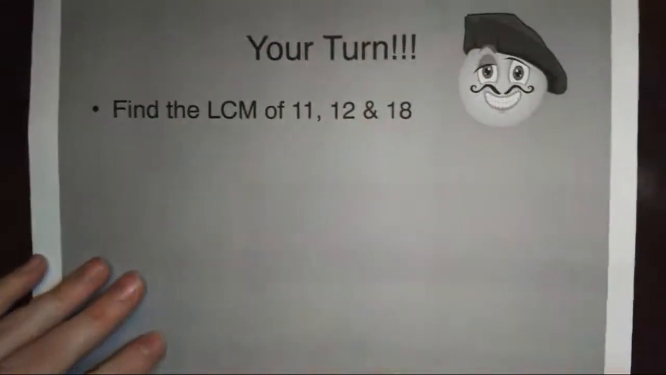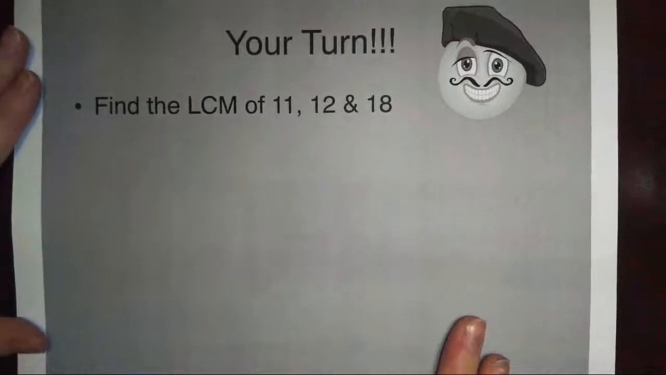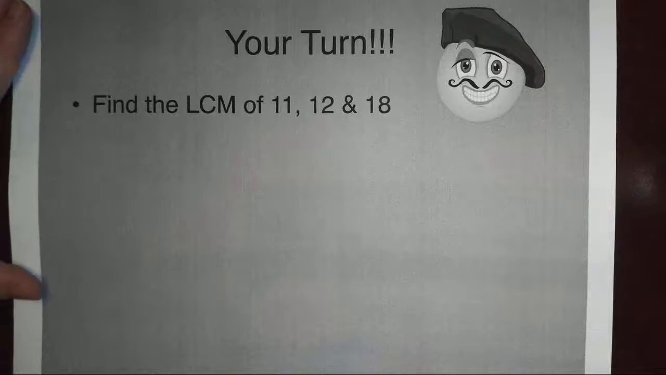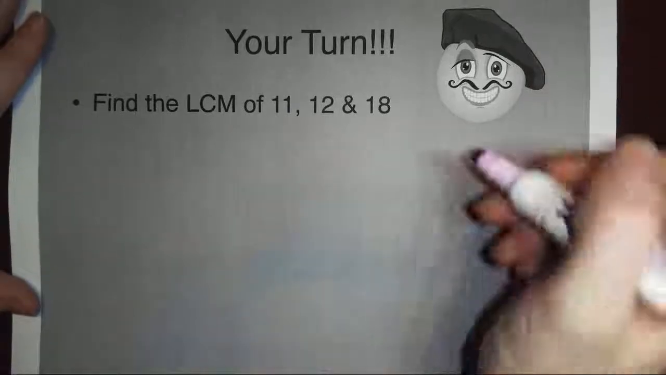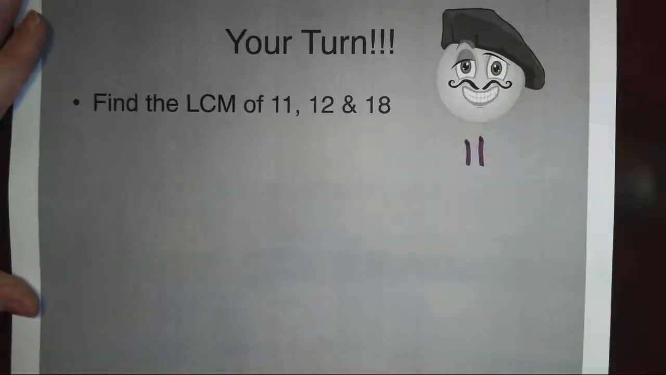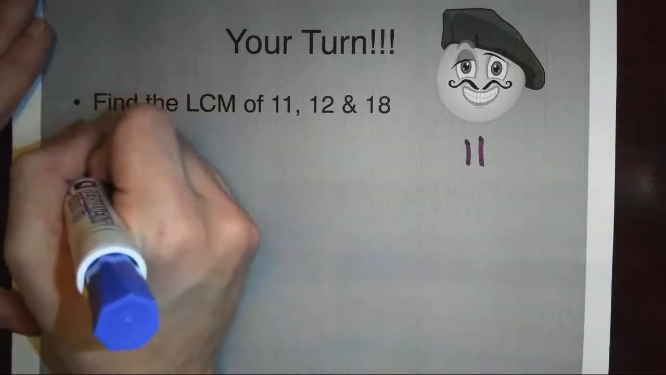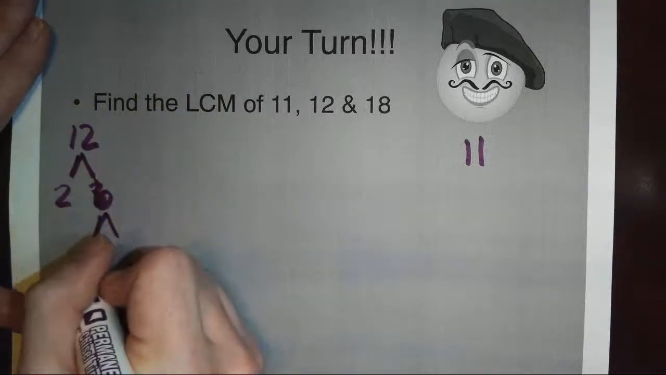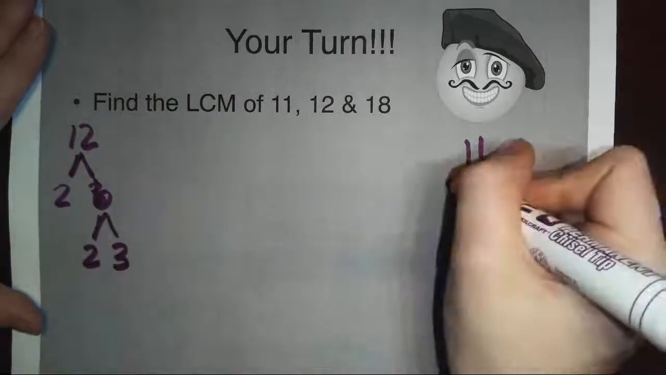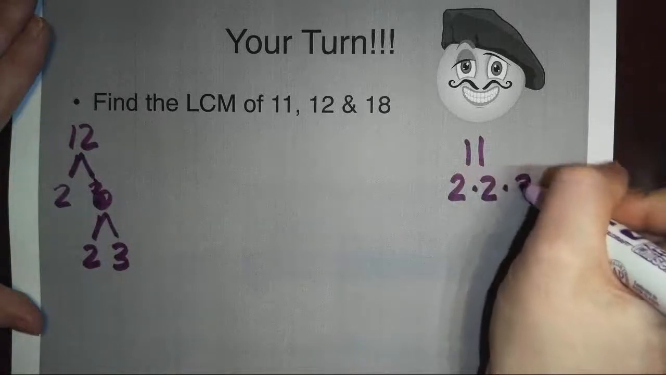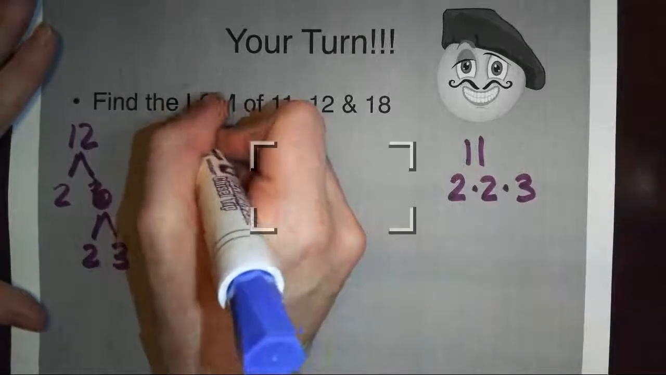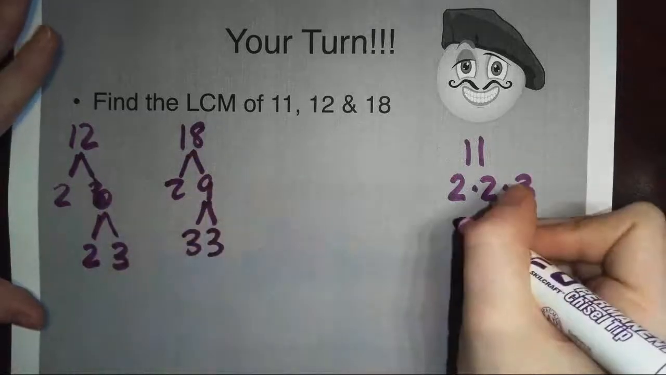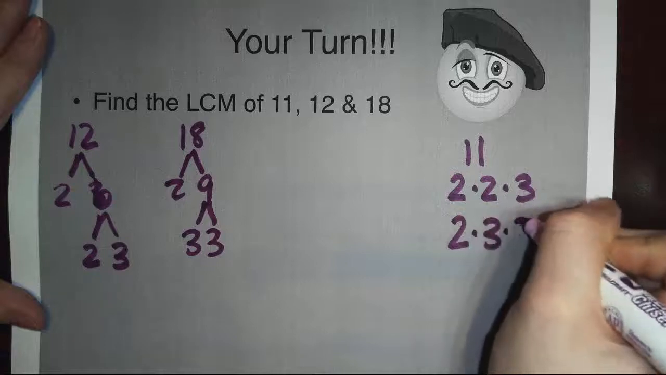Here's another example. Let's try it again. We're going to find the least common multiple of 11, 12, and 18. So we're going to factor out each one of these. Now 11 is a prime number, so the only factor of 11 is 11. For 12, we've got 2 times 6, and for 6, we've got 2 times 3. So 12 would be 2 times 2 times 3. For 18, we have 2 times 9, and 9 is 3 times 3. So for 18, we have 2 times 3 times 3.